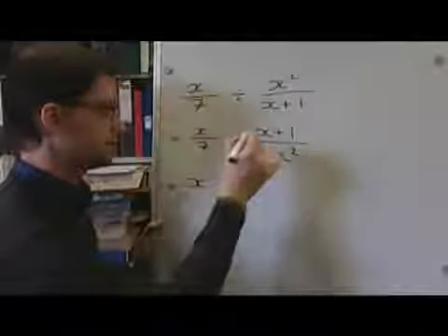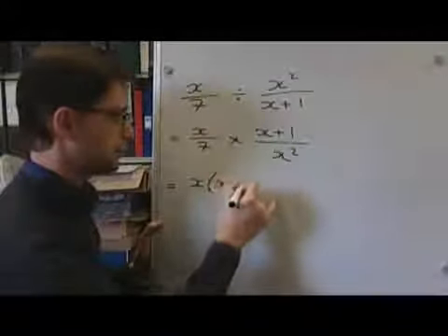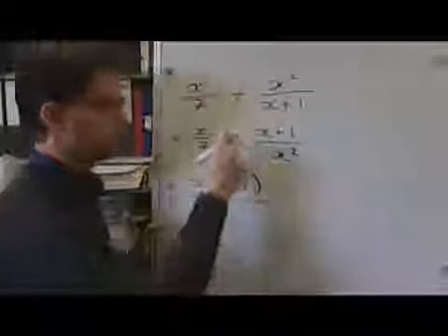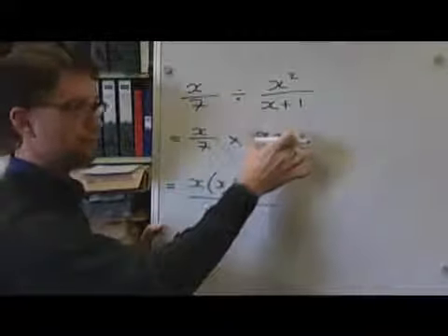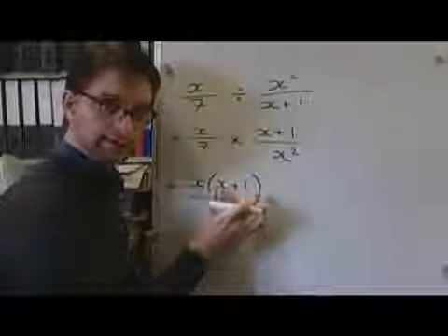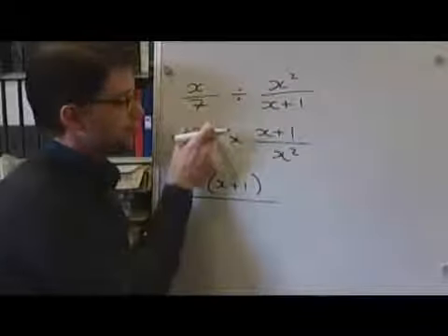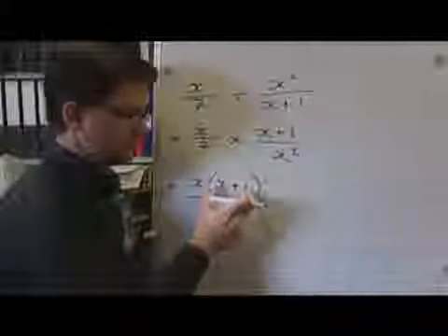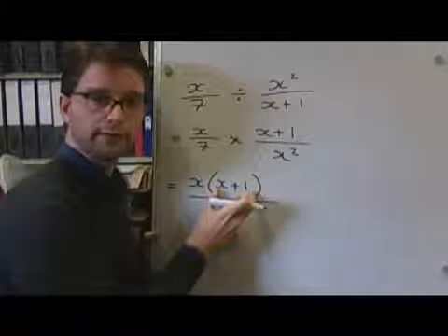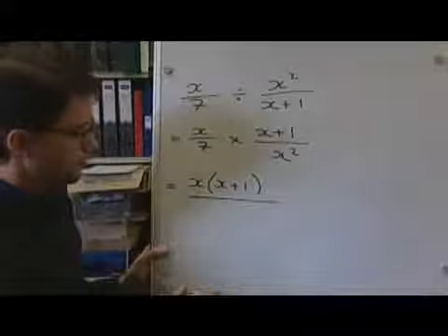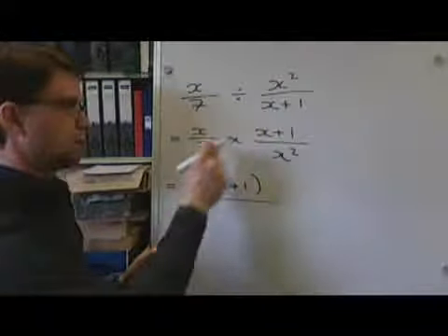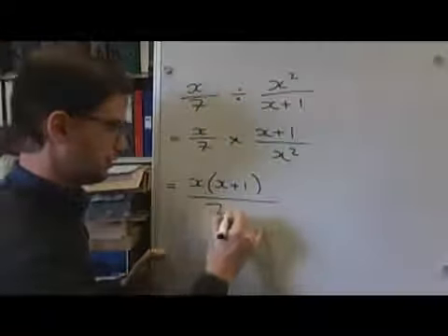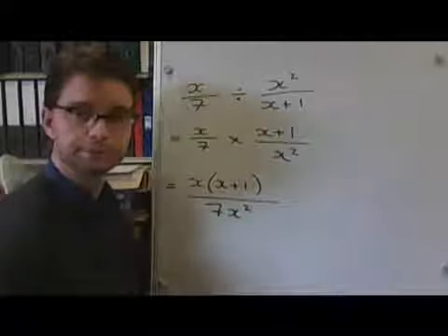Now we do the multiplication through. So I'm going to have x times x plus 1. I'm not going to bother writing the times sign. I'm going to make sure I put this x plus 1 in a bracket. I'm doing this whole thing times this whole thing, so I need to keep this as a whole thing by putting it in a bracket. Bottom times bottom, 7x squared.